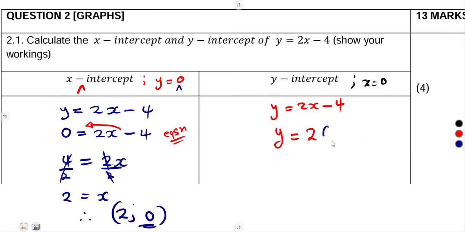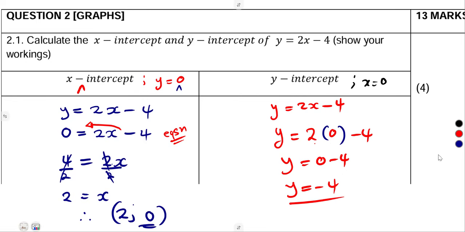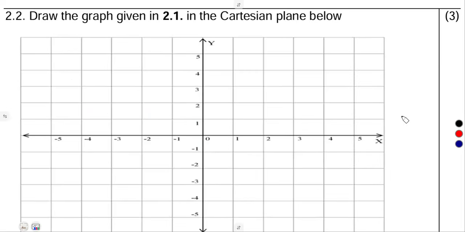So our x is what? Our x is 0 in that case, all right? So that is it. 2 times 0, that's 0, minus 4. So y is minus 4. So therefore, we can leave it as it is, or you can have it as a point. X is 0, y is minus 4. That is our y-intercept. So this is how these questions are given.